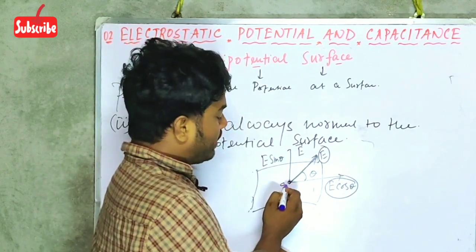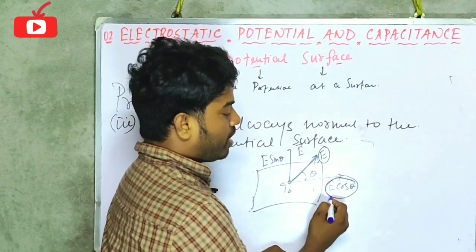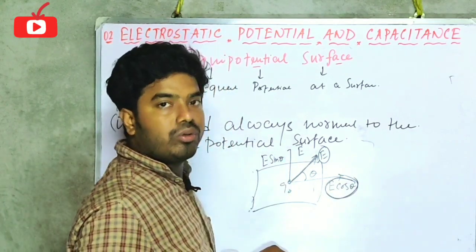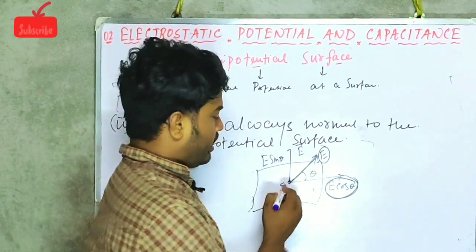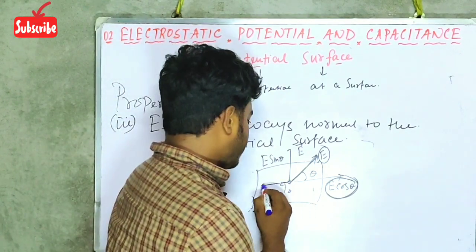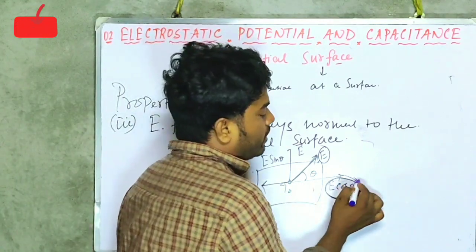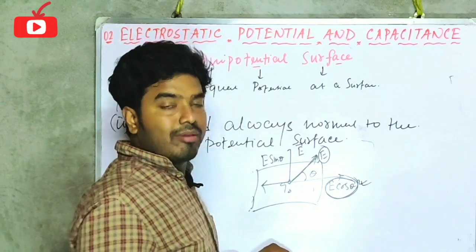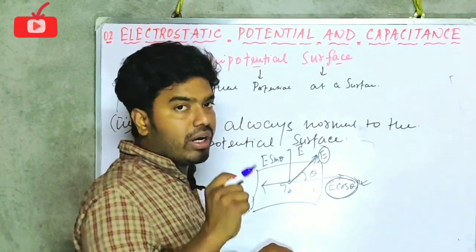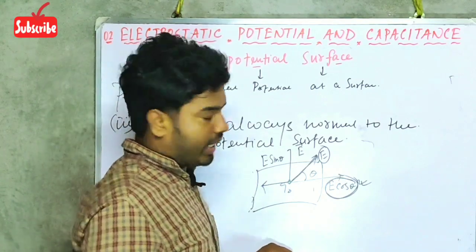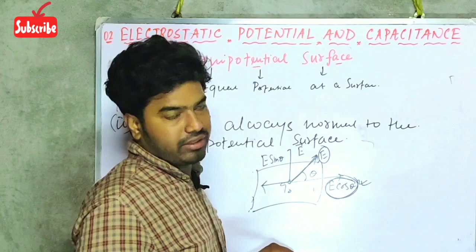For moving a test charge q naught against E cos theta, what do we have to do? We have to do work for taking the test charge along that side, because along that side there is a non-zero component of electric field. But you know there is no work done. No work is done in moving a test charge from one point to another point over an equipotential surface.